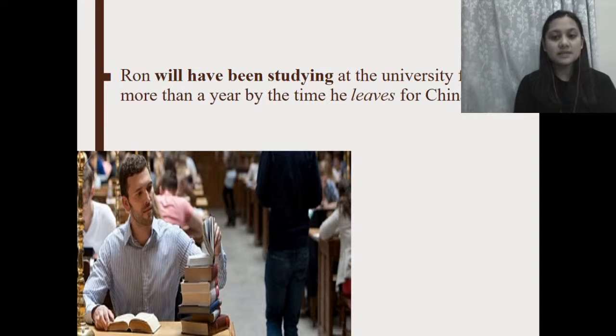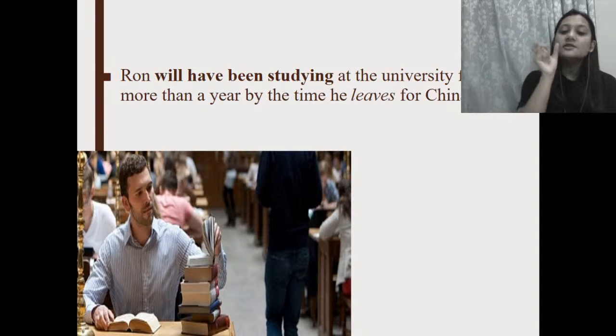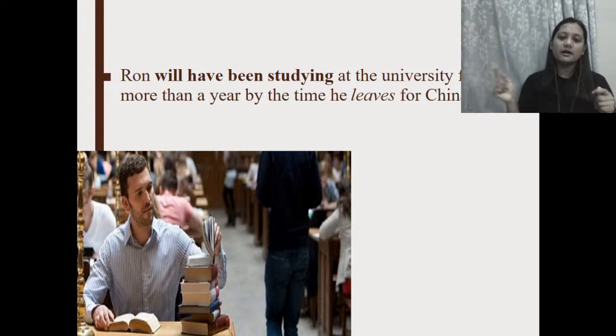Ron will have been studying at the university for more than a year by the time he leaves for China. Another thing, with this particular tense, जहाँ पे दो activities हम plan कर रहे हैं, हम discuss कर रहे हैं, तो जहाँ पर that time के बारे में discuss कर रहे हैं, that time he leaves for China, there exactly we are supposed to use simple present tense, right? Ron will have been studying at the university for more than a year by the time he leaves for China.